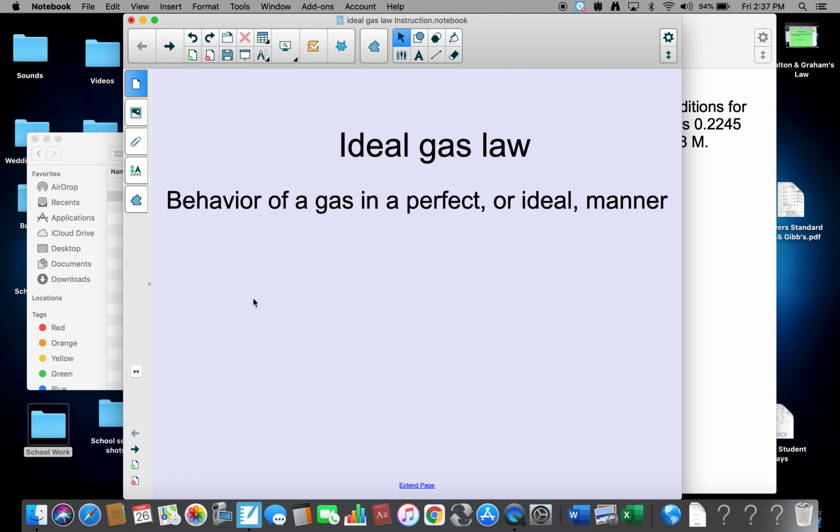Ever exciting and fascinating with chemistry. We're looking at our last gas law, which is the ideal gas law. Definition of the ideal gas law: the behavior of a gas in a perfect or ideal state. Now, this differs from the combined gas law because we only have one set of conditions.